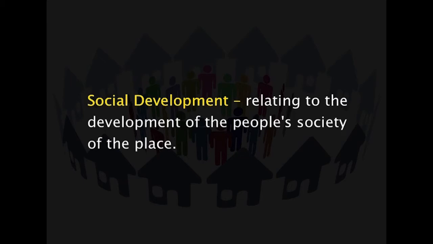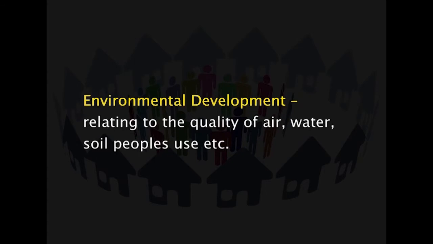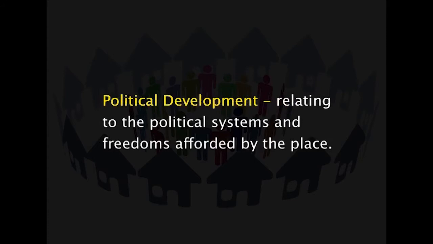There are a huge number of measures that can be used to measure the level of development of a place. These measures can be classified, and thus they are also attributed to the types of development which are necessary for any community. First is social development, relating to the development of the people's society of the place. Next is economic development, relating to the finances and wealth of the people of the place. Next is environmental development, relating to the quality of air, water, soil, people's use, etc. And then political development, relating to the political systems and freedoms afforded by the place.